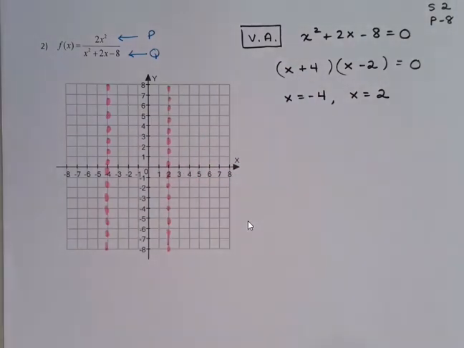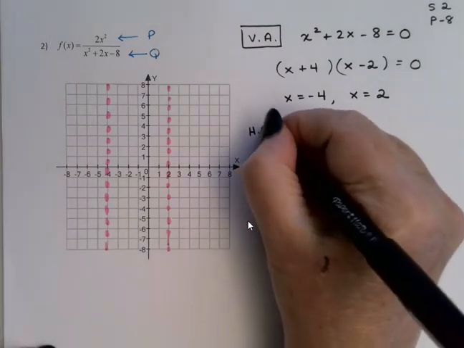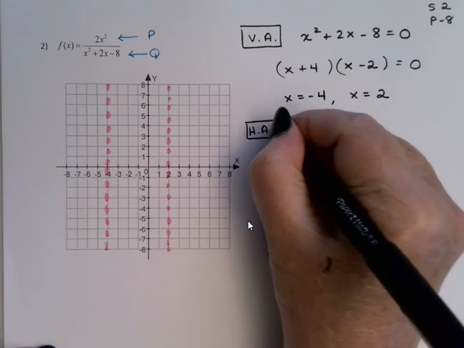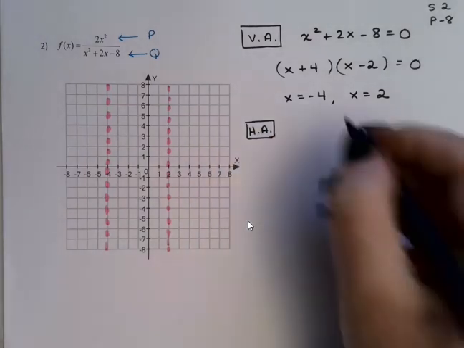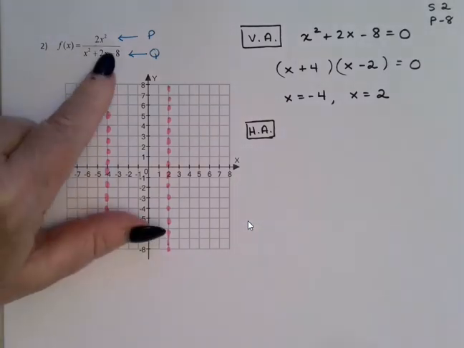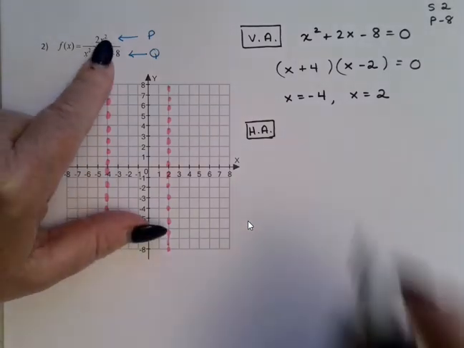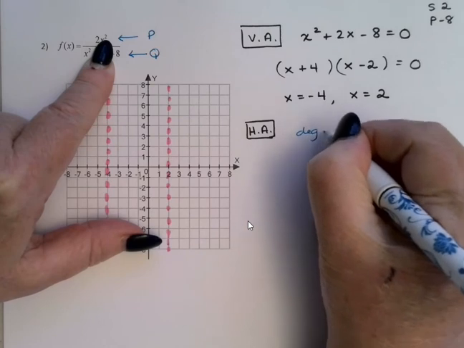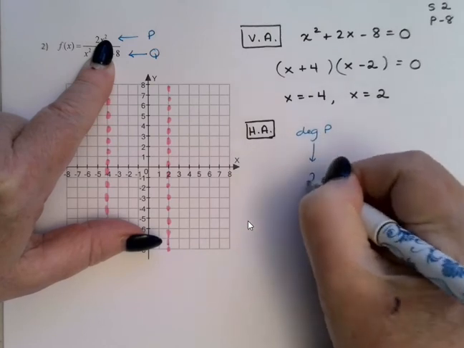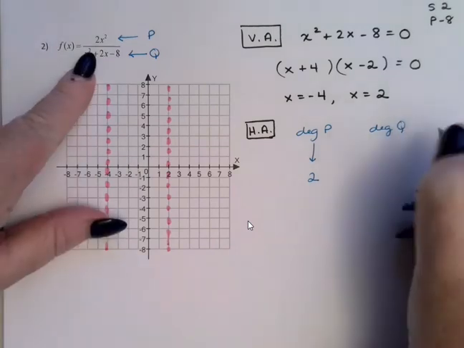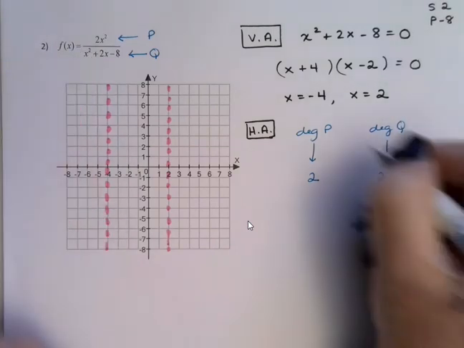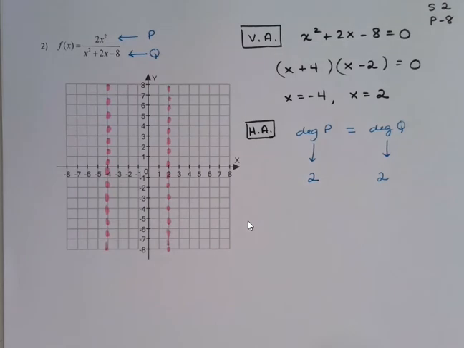All right, what about horizontal asymptotes? That's dependent upon the degrees of P and Q. And notice the degree of P is 2, and the degree of Q is also 2. So in this case, they're equal.